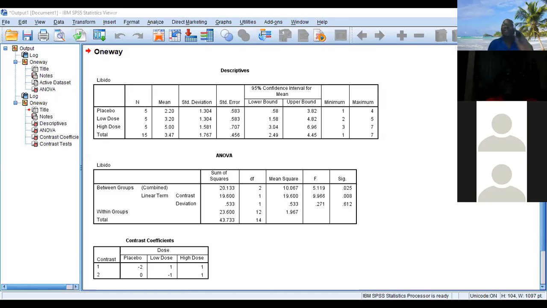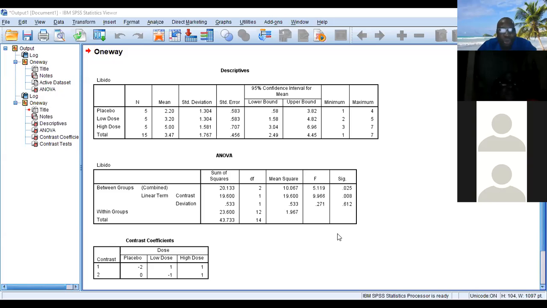Can you see? If you look at it, there is this descriptive. This is the descriptive we did. Can you see all the mean, standard deviation, those things? Then look at the ANOVA. The one you did before combined is the one you did without contrast. If you remember, the p-value is 0.025. Then now this is your contrast. When you had your contrast, this is what your contrast accounted for, and this is the deviation.